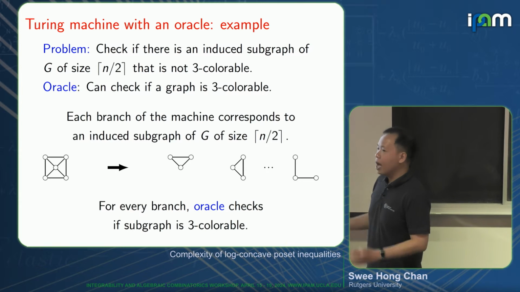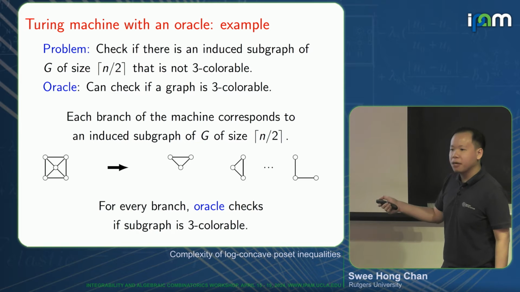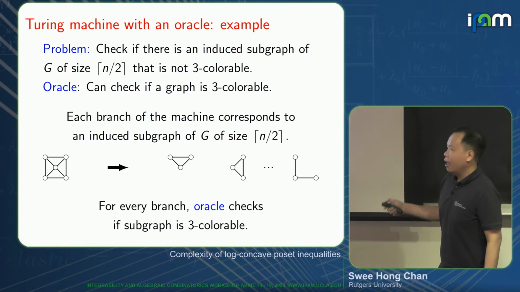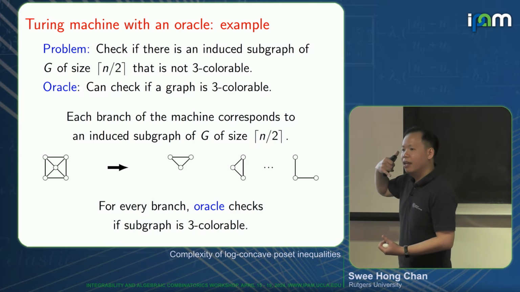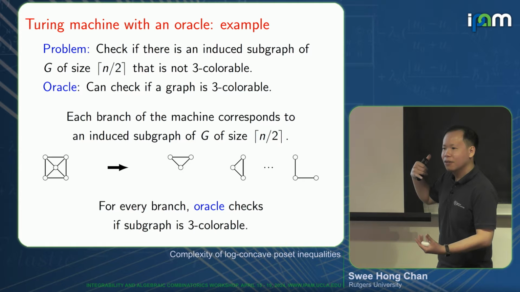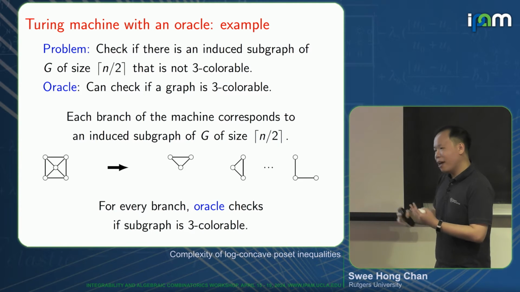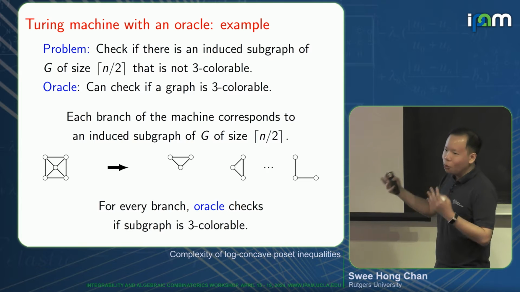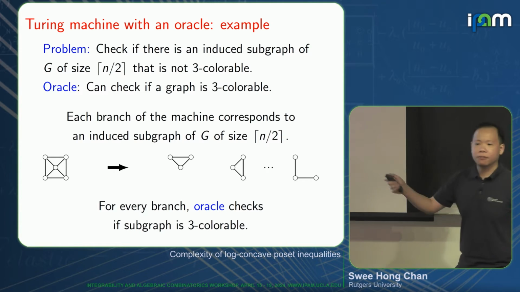What you can do is that now each branch of the Turing machine will correspond to an induced subgraph of size n over 2. And then once you have your subgraph, you just call your oracle and ask, hey, oracle, can you check if my subgraph is tree-colorable or not? Of course, we believe that nobody can do that, but because it's an oracle, we assume it to be so wise that it can answer in one step. And that solves this problem.